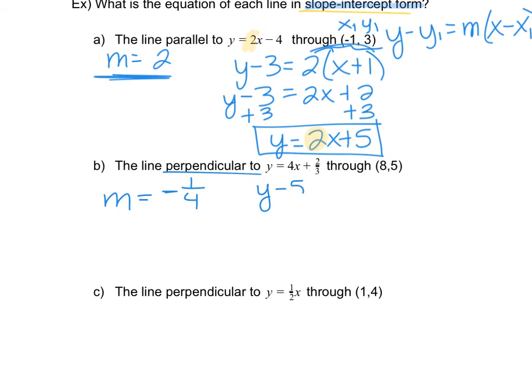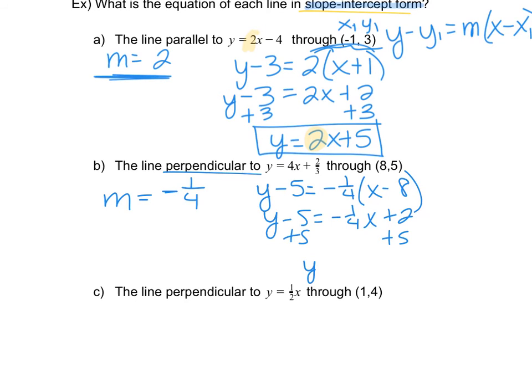So I have y minus 5 equals -1/4 parentheses x minus 8. Go ahead and distribute. And that's a +2. Then add 5 to both sides. Y equals -1/4 x plus 7. And that is your equation in slope-intercept form.